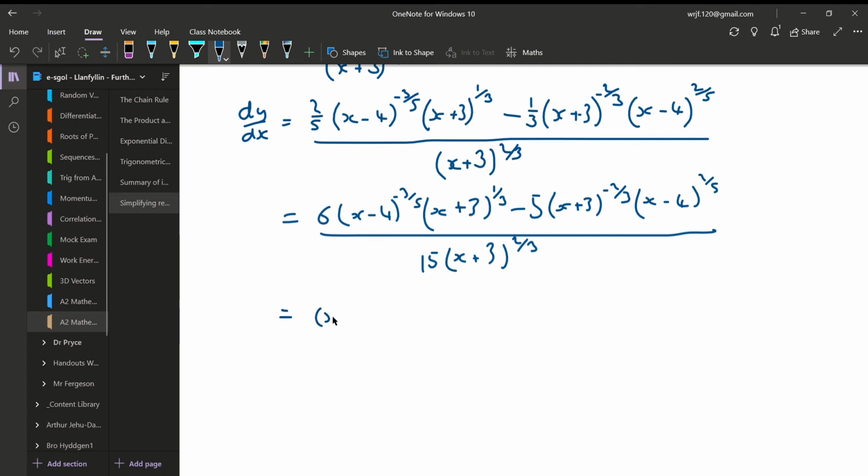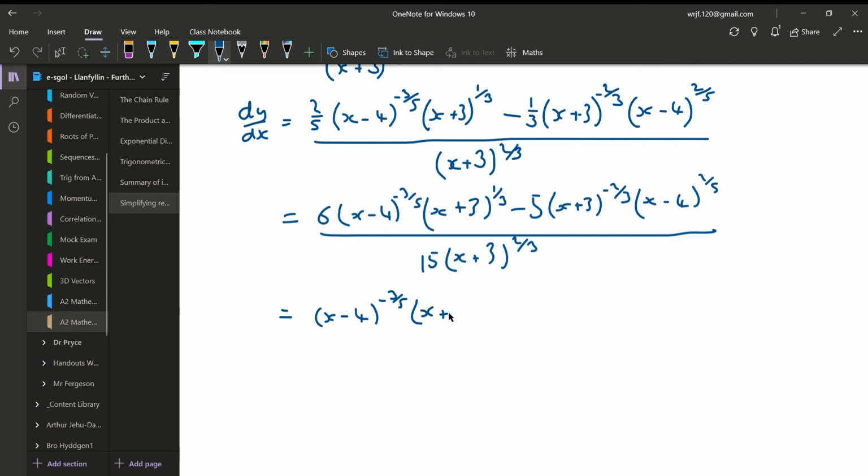x minus 4 bracket and think about what power we want on that. So take out the lowest power from the two terms on the x minus 4 bracket on the top there. This one's got a 2/5, this one's got a -3/5. -3/5 is lower than 2/5, so I'm going to take out a -3/5. So (x minus 4) to the power of -3/5 is going to be my common factor for that part. And then I've got to do the same thing with the other bracket, x plus 3.